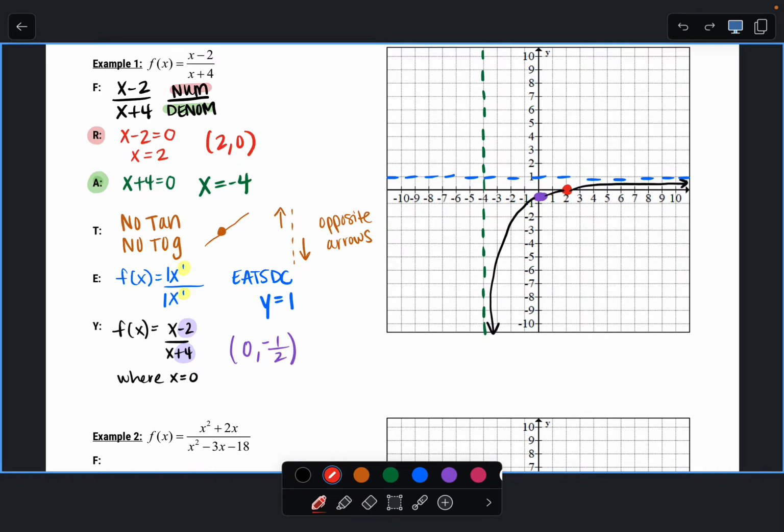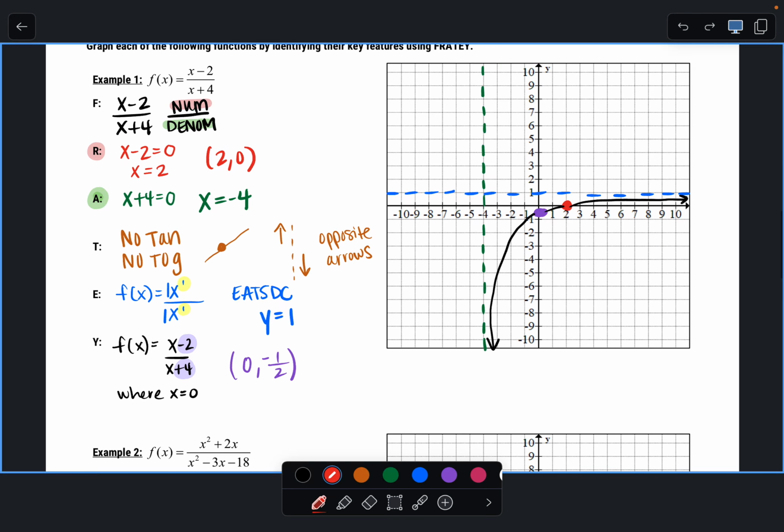Now, what did we say about the arrows? What do they have to do? The opposite. So if my arrow is going down on the right, what does it have to do on the left? It has to go up. So the only place that this curve could go is in the top section, because they need to be going in opposite directions.